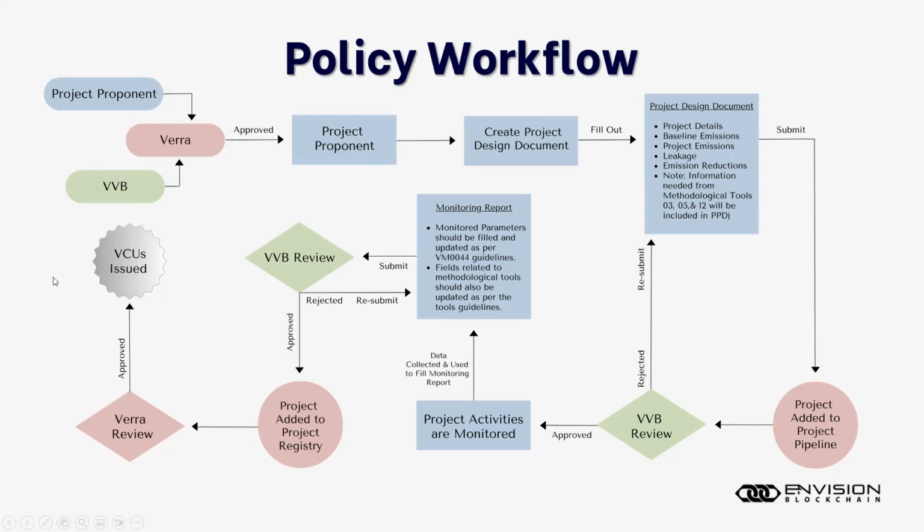Now this is our policy workflow for VM. Like I mentioned in the checklist, you have different roles that you want to identify. So here we have 3 roles, which is going to be the project proponent, Verra as the standard registry, and the BBB. So once these roles have been approved by the standard registry user, then the project proponent would create a document, a project design document, where they would fill out things like project details, baseline emissions, project emissions, leakage, emission reductions, or any tools that were used. For example, here we have tool 3, 5, and 12 that will all be included in the PDD. Then they would submit that, and the project would be added to the project pipeline by Verra.